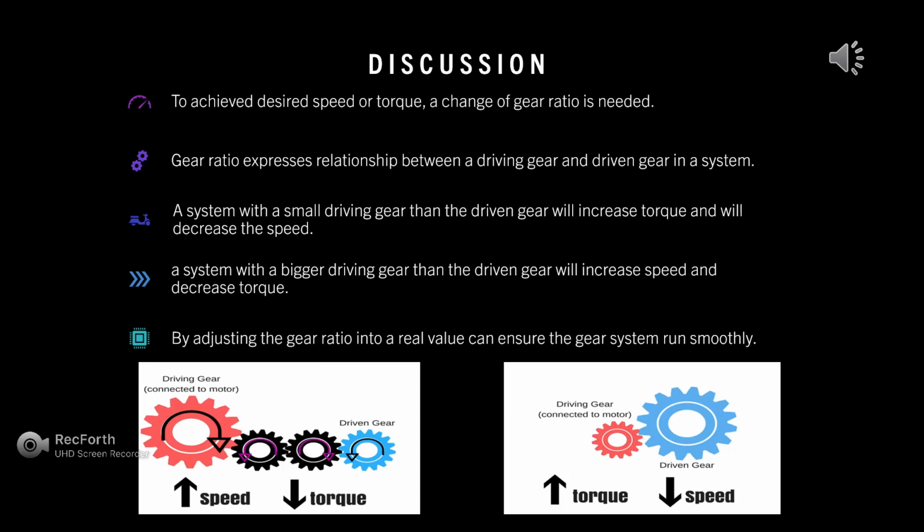Next is the discussion. To achieve the desired speed or torque, a change of gear ratio is needed. Gear ratio expresses the relationship between a driving gear and a driven gear in a system. A system with a smaller driving gear than the driven gear will increase torque and decrease speed. A system with a bigger driving gear than the driven gear will increase speed and decrease torque. By adjusting the gear ratio to a suitable value, it can ensure the gear system runs smoothly.